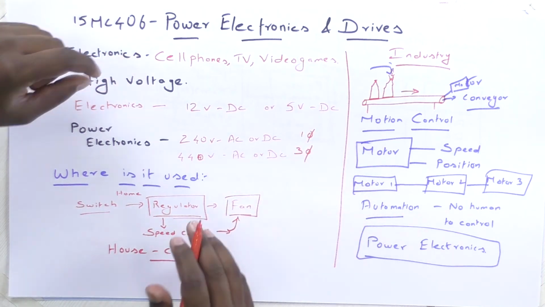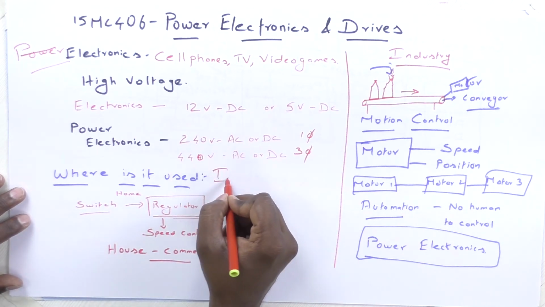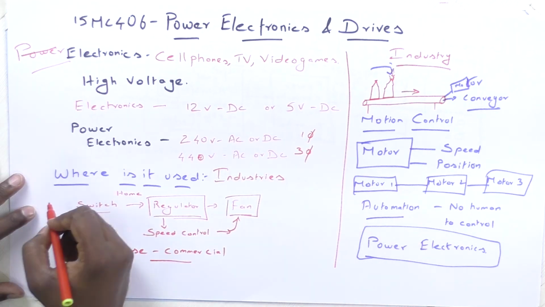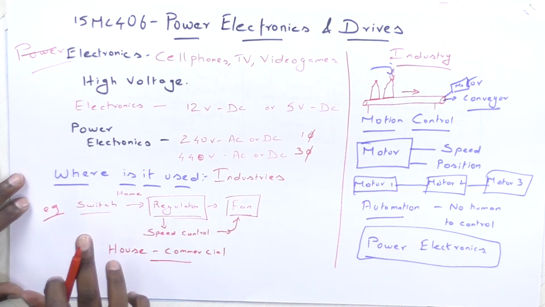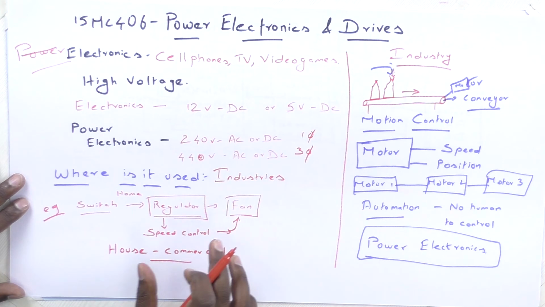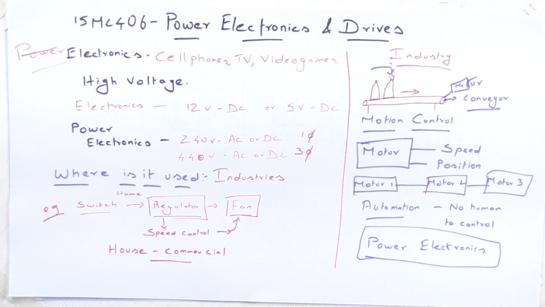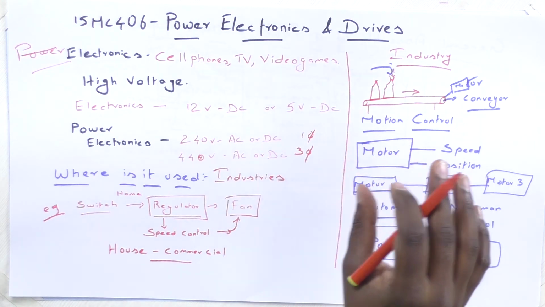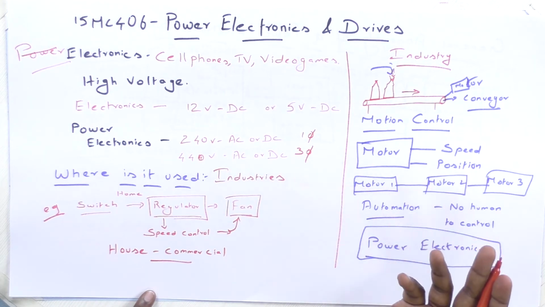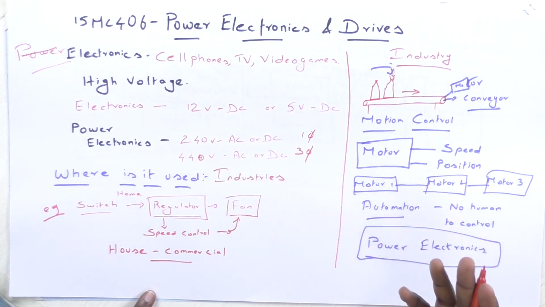So where is it used? Usually in industries. For example, at home, we have a switch, we have a fan, and a regulator. Usually I control the speed of the fan through a regulator. So why do we need to control the speed? Maybe we feel cold or it is too hot, so we need to change the speed. Whereas in industry, for some applications, we need to control the speed of the motor. The fan has a motor in it, an induction motor. Even in industry, we use induction motors, depending upon the application. We use servo motors, synchronous motors, there are different types of motors.